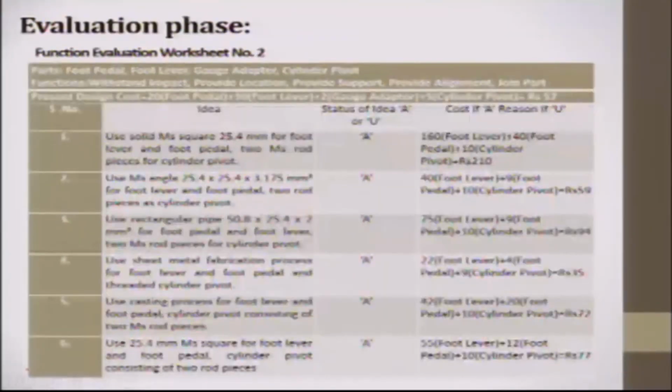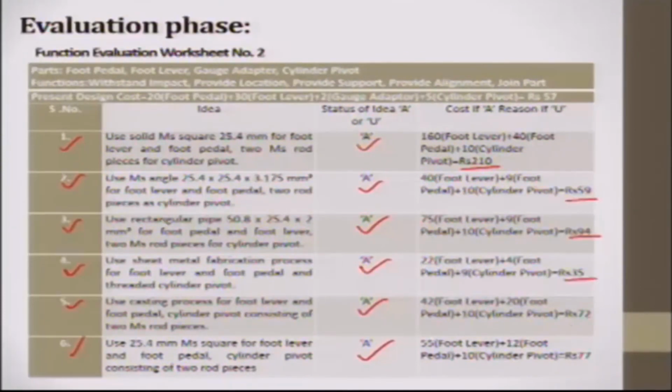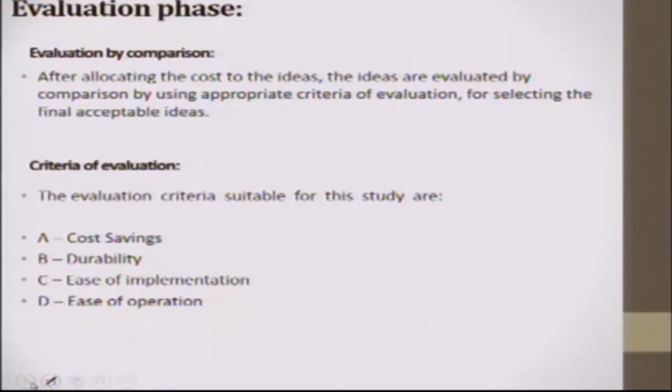Similarly, this is function evaluation worksheet 2, in which ideas 1, 2, 3, 4, 5 and 6 are put into the status. All ideas are acceptable, that is they are feasible, practically these can be done, and the cost of the acceptable ideas is put. It can be seen that for most of the ideas the cost is high, and this rupees 35 is less than rupees 57. So, evaluation by comparison.